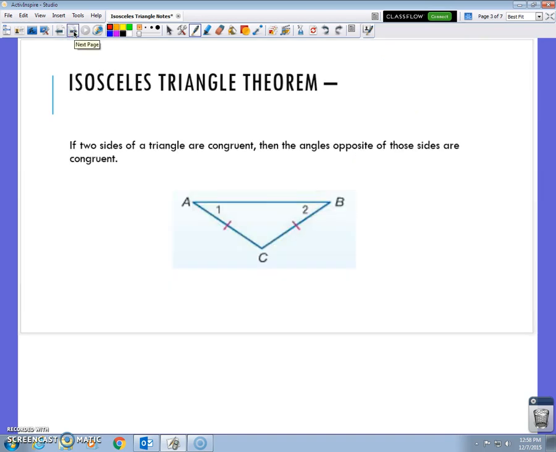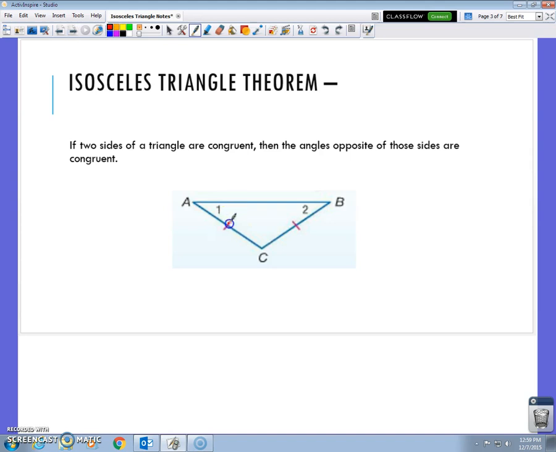Let's take a look at the next slide. It has a theorem on it, and the theorem is called the isosceles triangle theorem. We're going to talk about the theorem and its converse. Now the theorem has to do with all these relationships we've been learning about, the angles and their opposite sides. In this case it says if two sides of a triangle are congruent, then the opposite angles are also congruent.